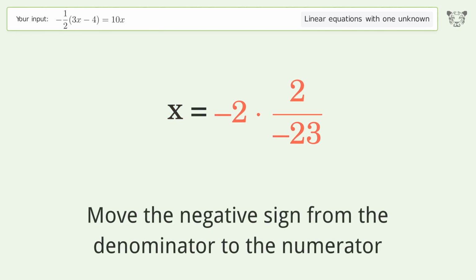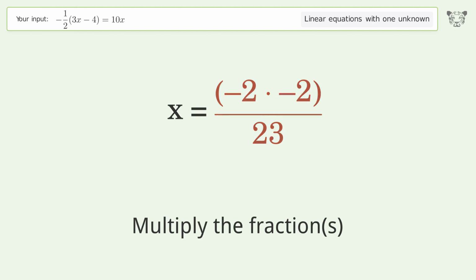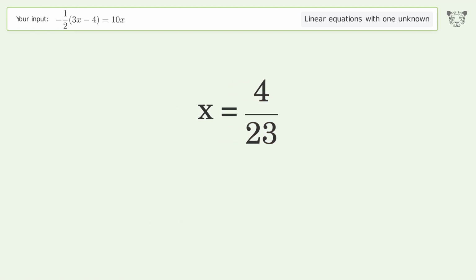Move the negative sign from the denominator to the numerator. Multiply the fractions. Simplify the arithmetic. And so the final result is x equals 4/23.